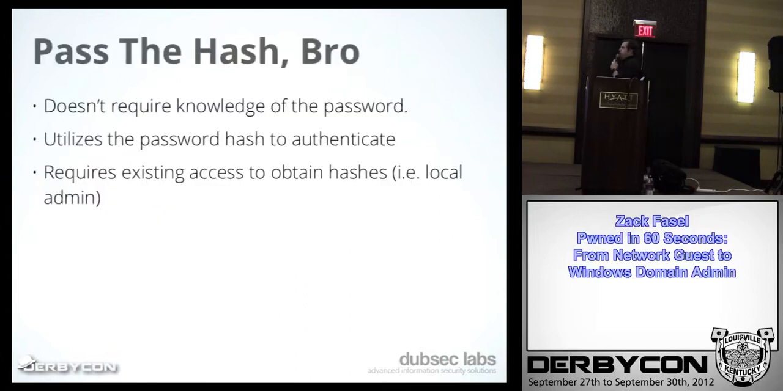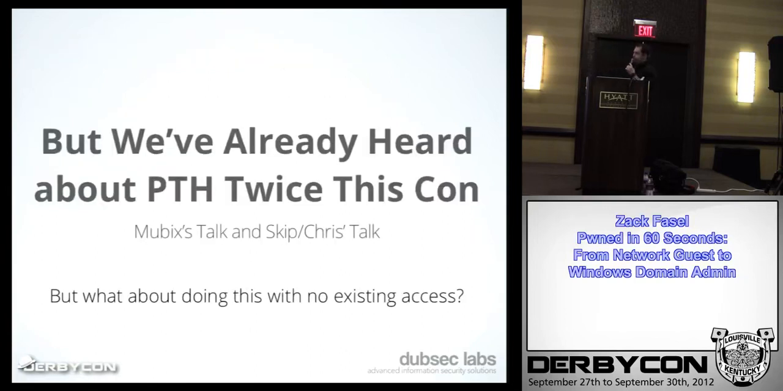So there's pass the hash with NTLM hashing. It doesn't require knowledge of the password because network authentication just uses the password hash. This has been talked about in other talks. But it requires existing access in order to get these hashes. It requires administrative access to these systems to get these hashes. But what about doing this with no access? Going on a network as a guest and being able to leverage a position.